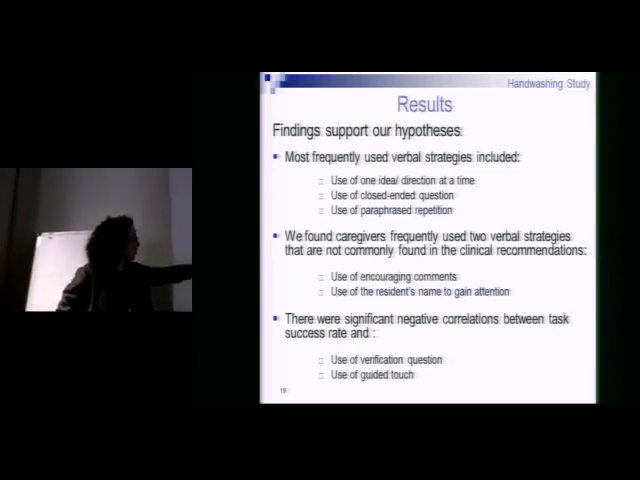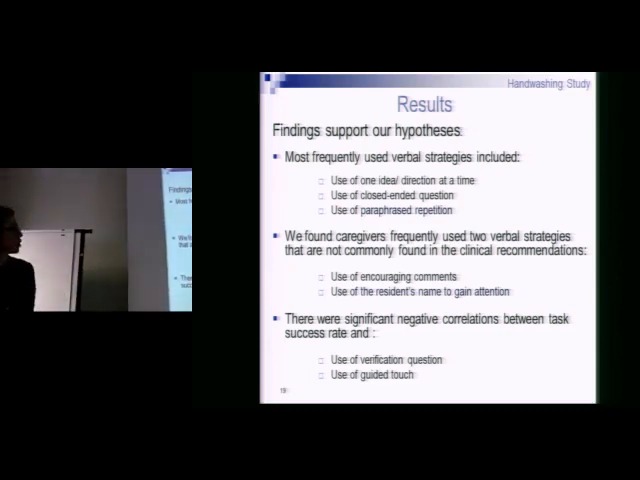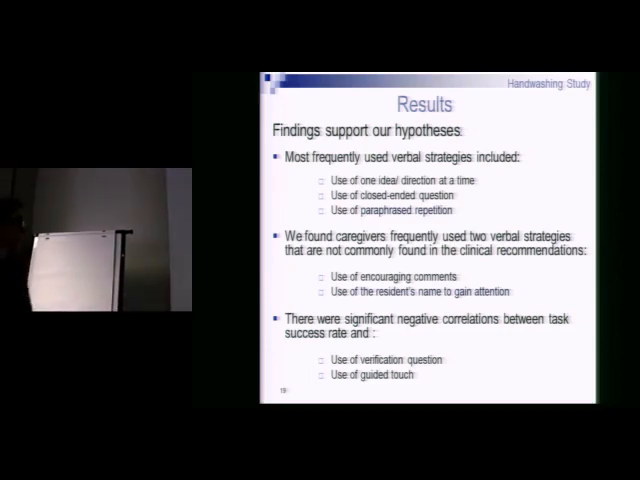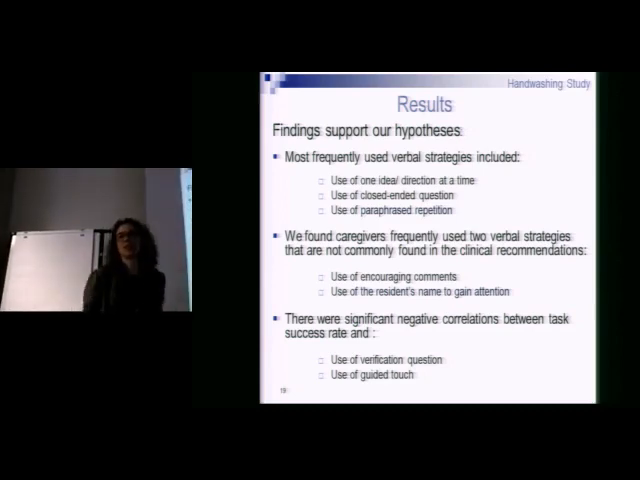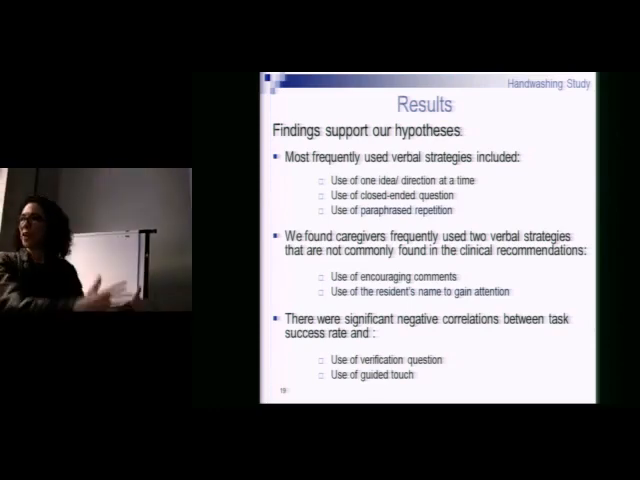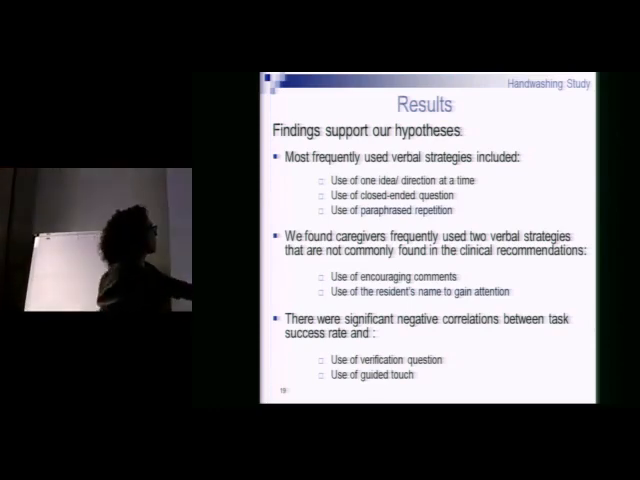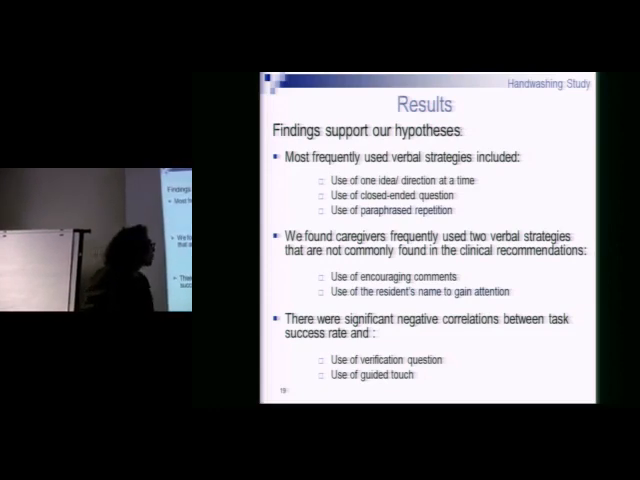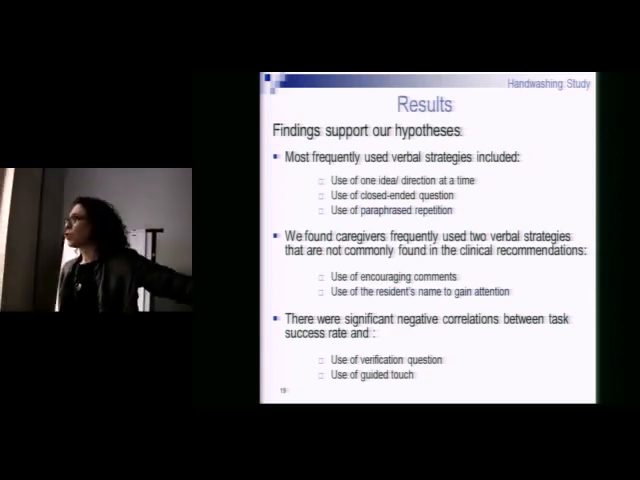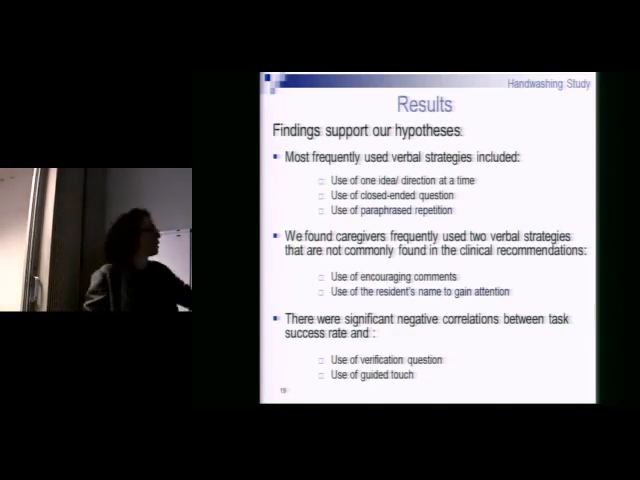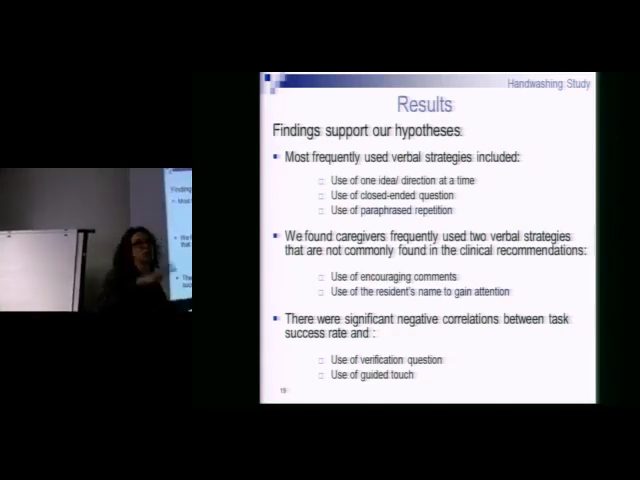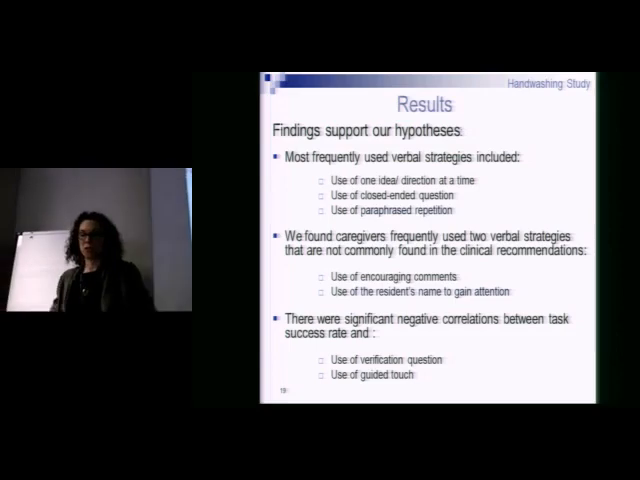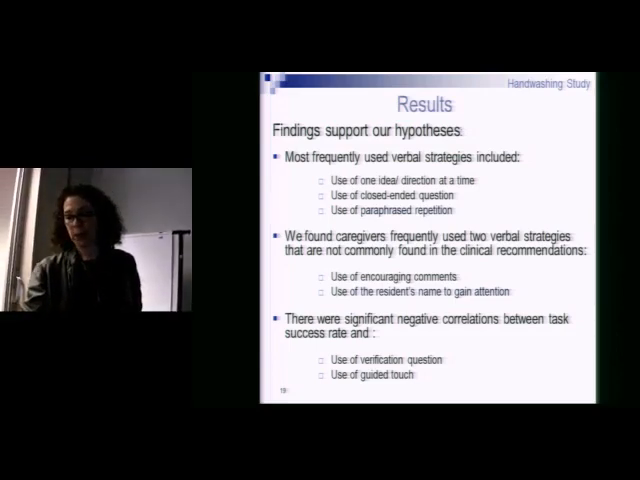We found the use of these two, as I mentioned earlier, encouraging comments and the resident's name, that we hadn't necessarily expected. And we looked at a lot of different correlations, which I'm not throwing all up here, but we found that there was a significant negative correlation between task success rate and the use of these two strategies. So the more you used a question for verification, "Is that what you wanted me to do? Did you understand what I'm saying?" that kind of thing, the less likely the task was to be successfully completed, as well as, interestingly, the use of guided touch. So those were negatively correlated.